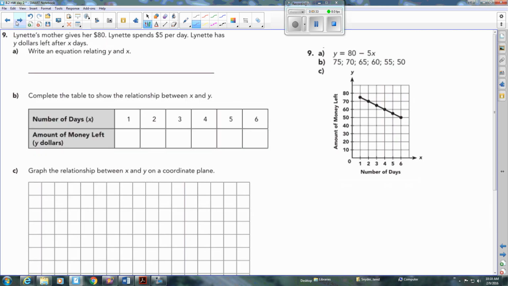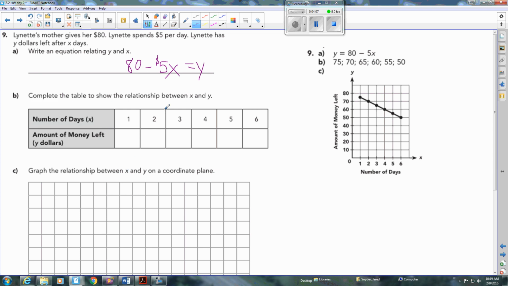Lynette's mother gives her $80. Lynette spends $5 per day. Lynette has Y dollars after X days. So we're really starting off with $80, and we're losing $5 per day. Well, it's going to be 80 minus $5 per day, and each day is X. And that's going to give you your Y value, which is right here on the answer key.